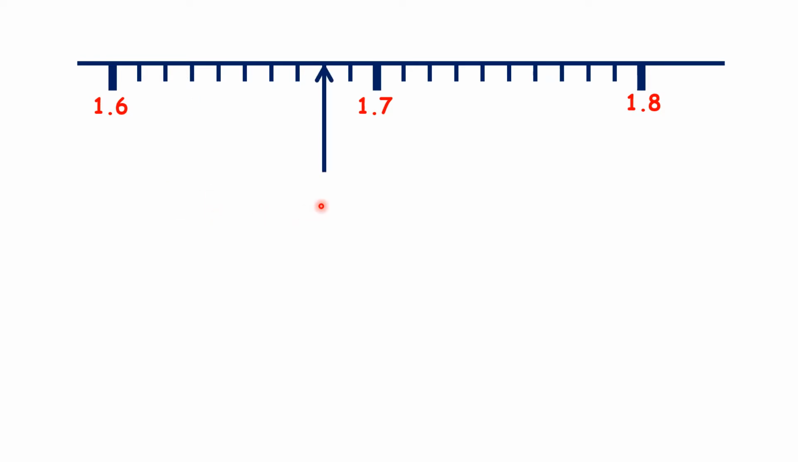Now which number is the arrow pointing to now? Well, remember, between tenths we have hundredths, and because there are 10 lines from each tenth to the next, each line is 1/100th, so we're 8/100ths past 1.6, so we have 1.68.